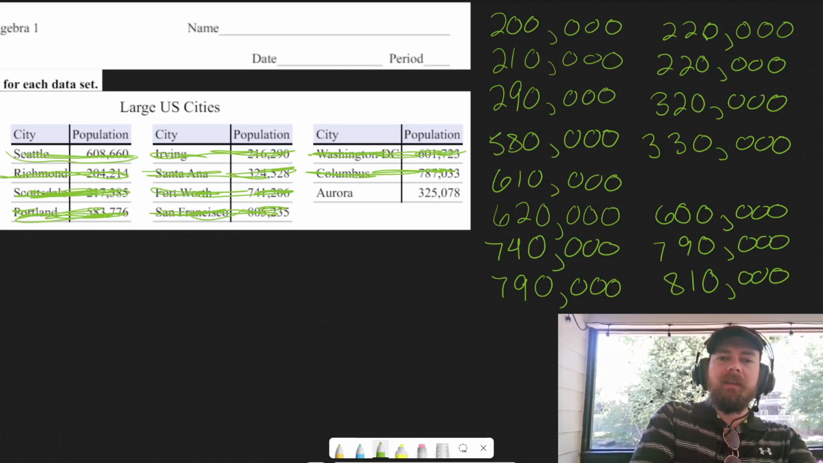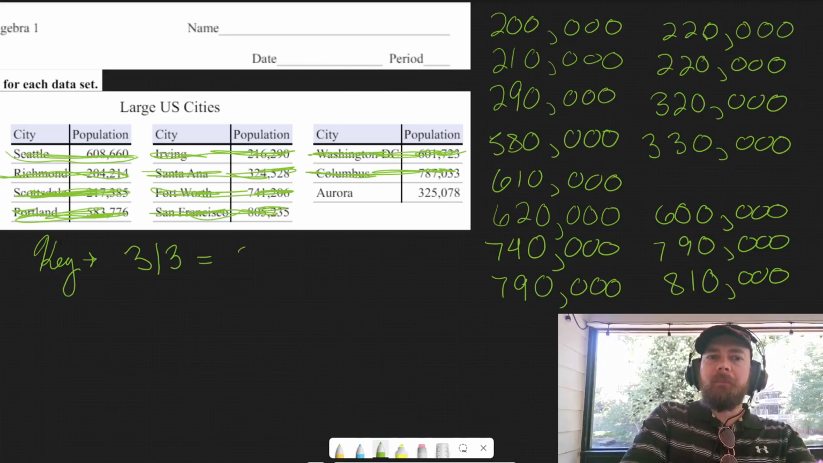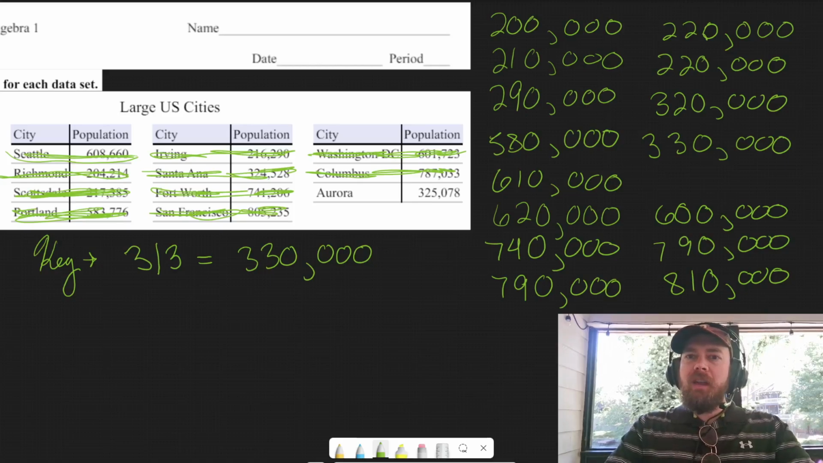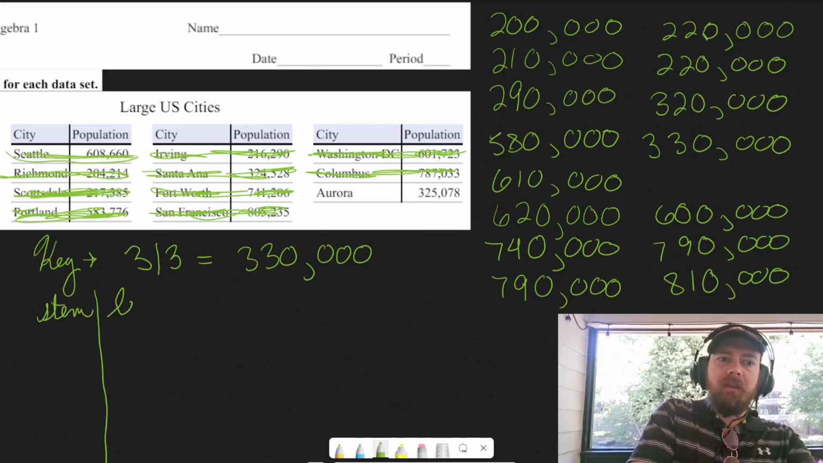And now we make a stem and leaf plot. I'm going to do that over here. The key is going to be that if I say a 3 and a 3 in my stem and leaf plot, then that will mean 3, 3, 0, 0, 0, 0. It's good to have a key, and that way I just need the numbers, and then I can go ahead and make my stem and leaf plot. So we'll have our stems on the left, and our leaves on the right.